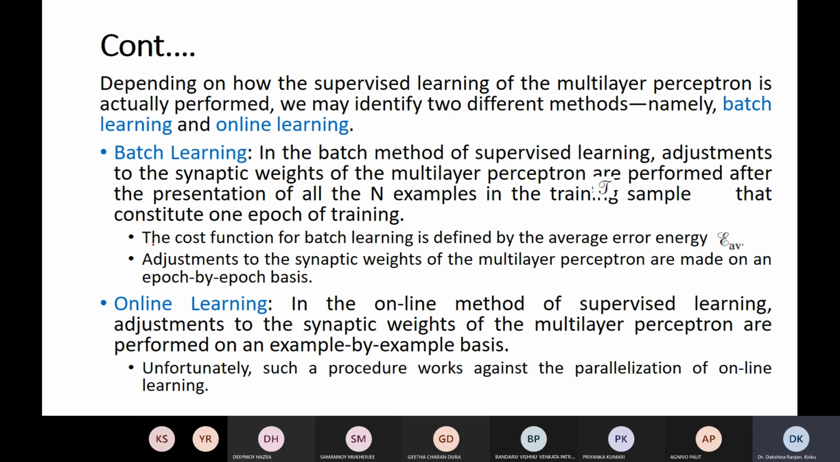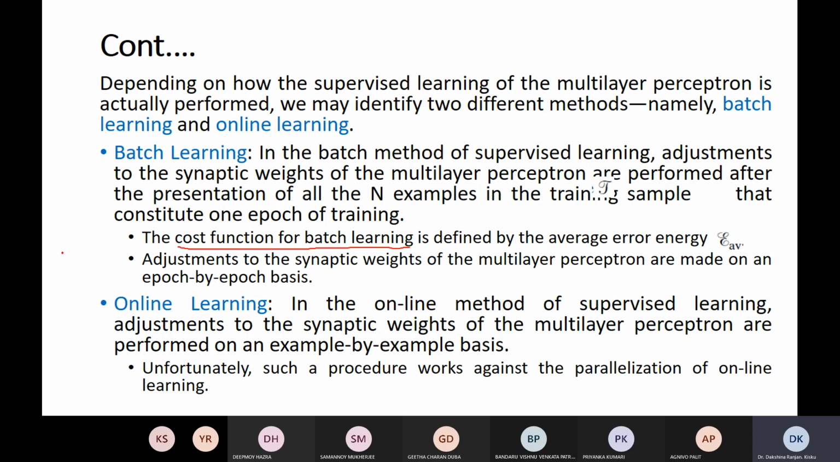Here the cost function for batch learning is defined by the average error energy. This represents the average error energy, and the adjustment to the synaptic weights of the multilayer perceptron is made on an epoch-by-epoch basis. This is the criterion of a batch learning strategy in the multilayer perceptron neural network. Learning is done on an epoch basis, by which we adjust the synaptic weights in different layers by propagating the updated weight to the previous layers.